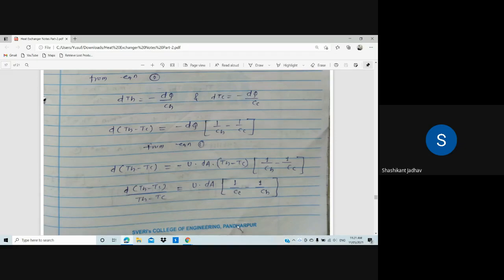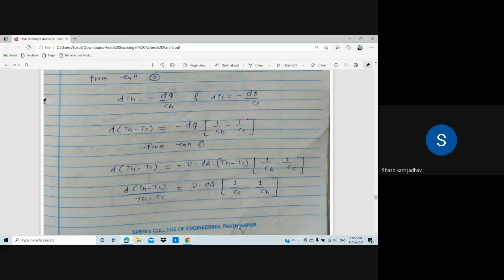Okay, so take the subtraction. First of all, we have to write down the equations for dTh and dTc. Then we have to take the subtraction. So by taking the subtraction, we get the equation d into bracket Th minus Tc is equal to minus dq into bracket 1 upon Ch minus 1 upon Cc. Okay. And from equation number 1, we know that dq is equal to U into dA into Th minus Tc. So in this equation, we have to put the value of dq. So the equation becomes d into bracket Th minus Tc is equal to minus U into dA into bracket Th minus Tc into bracket 1 upon Ch minus 1 upon Cc.